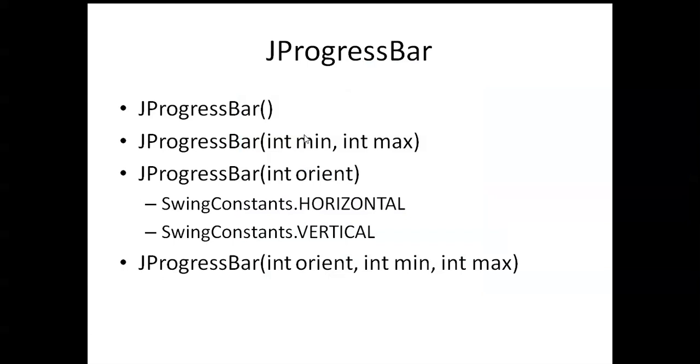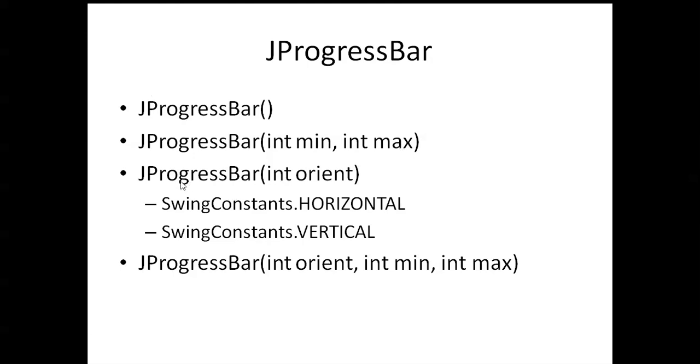Now the second component is JProgressBar. It is used to display the progress of any task. Now this class defines four constructors. The first is the default constructor, JProgressBar(). This constructor will create a horizontal progress bar. Then the second constructor form has min and max values, where the minimum and maximum value of the progress bar is set.